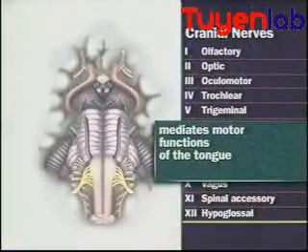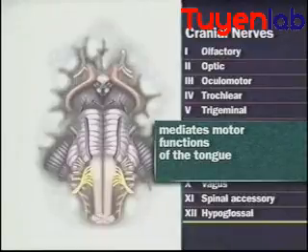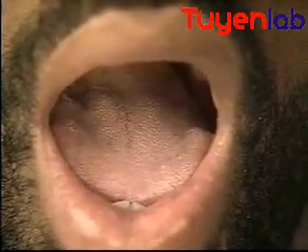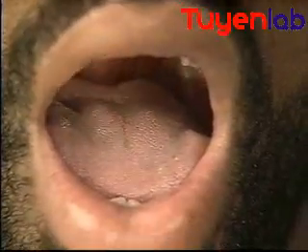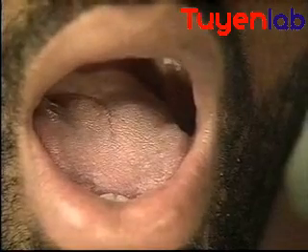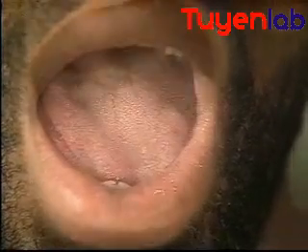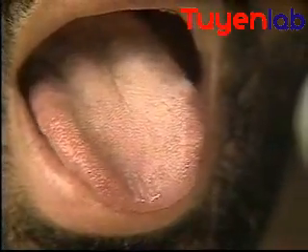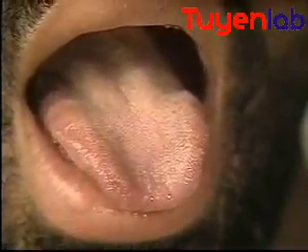Cranial nerve 12, the hypoglossal nerve, mediates motor functions of the tongue, which in turn affect articulation of words. Inspect the patient's tongue as it lies on the floor of his mouth. Observe for fasciculations. There should be none. Ask the patient to stick out his tongue. Note any asymmetry, deviation, or atrophy. The tongue should protrude straight out.